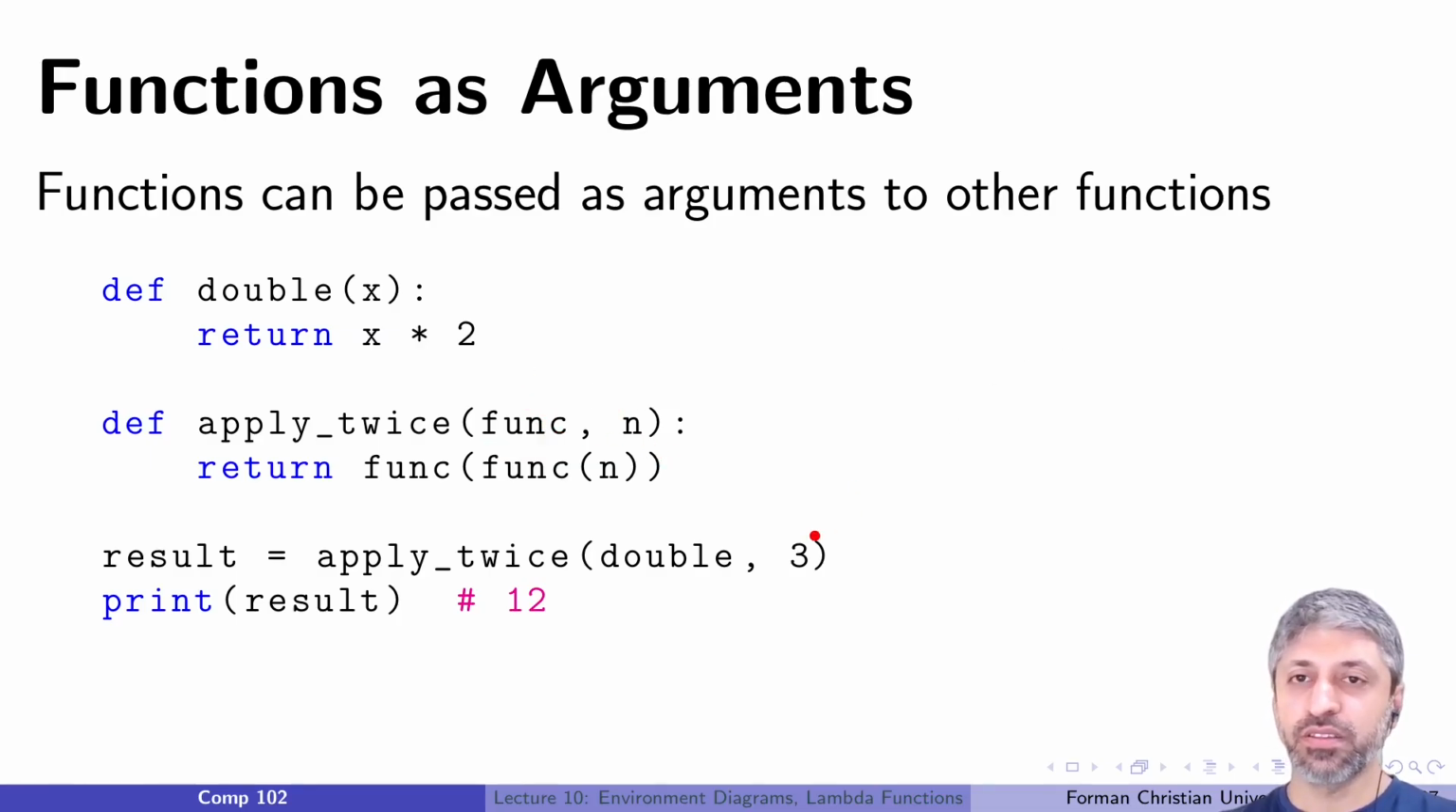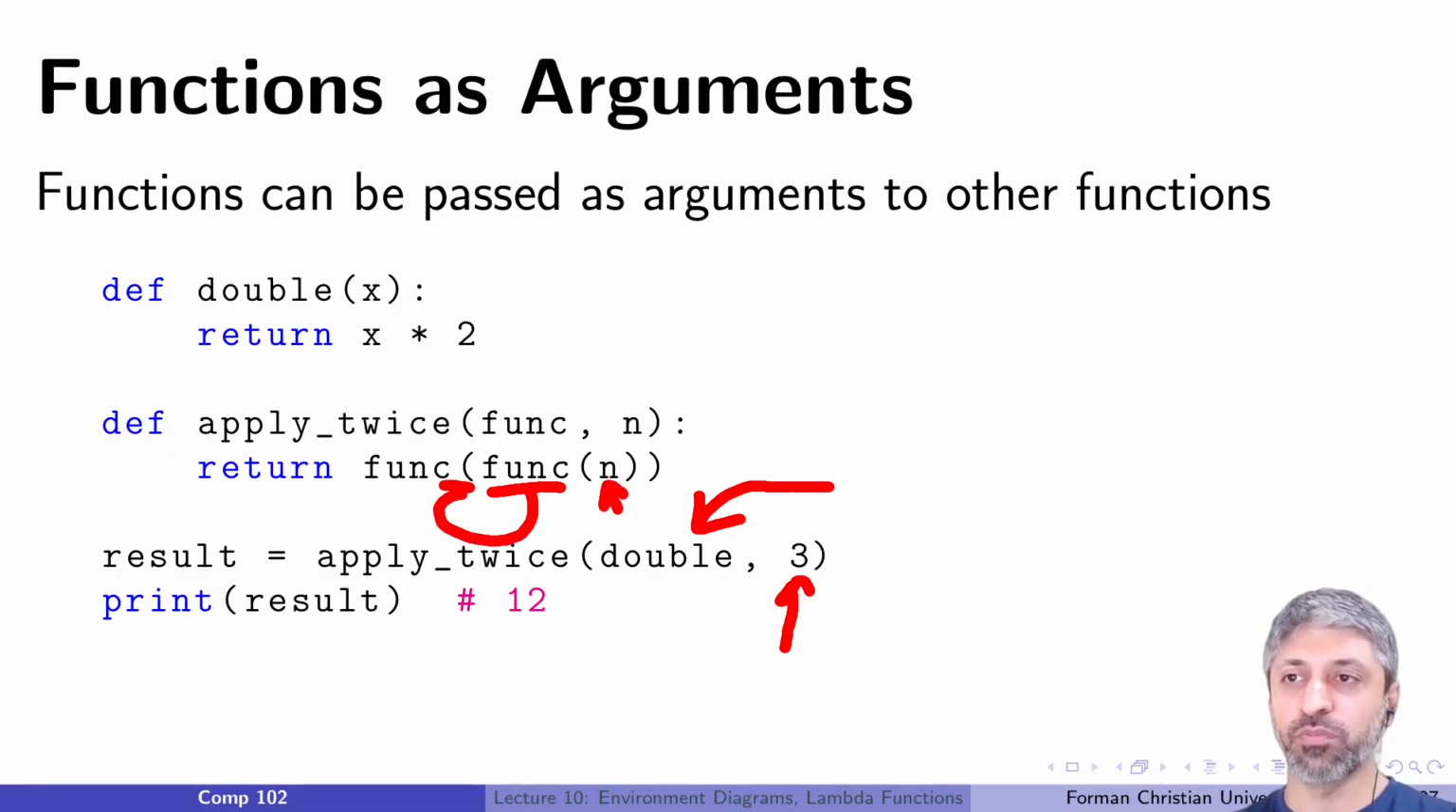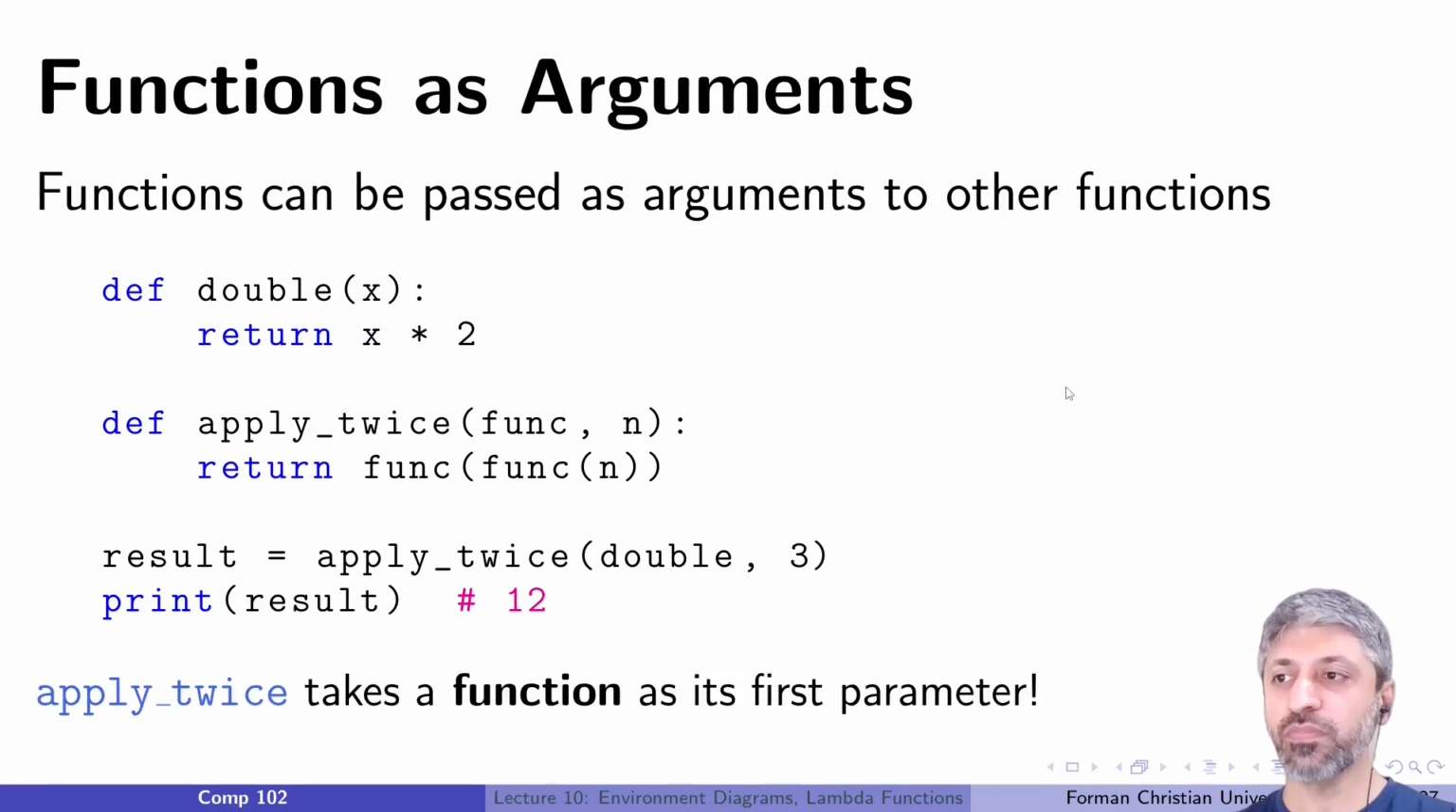If we pass in double as the first parameter and the number as the second parameter, what's going to happen is apply_twice is going to apply double to the number once, and whatever return value it returns is going to go back to the same function, which is double, and then it's going to double it again. So this number is going to be doubled twice. So 3 becomes 6, and then double of 6 becomes 12. So apply_twice takes a function as its parameter. Here it's a higher order function.